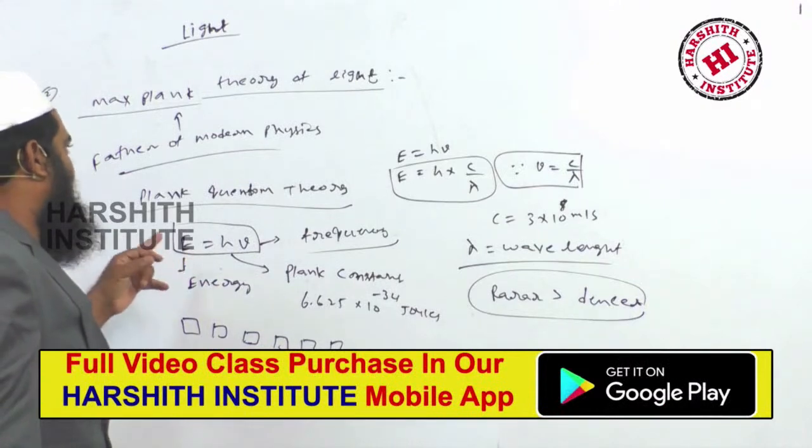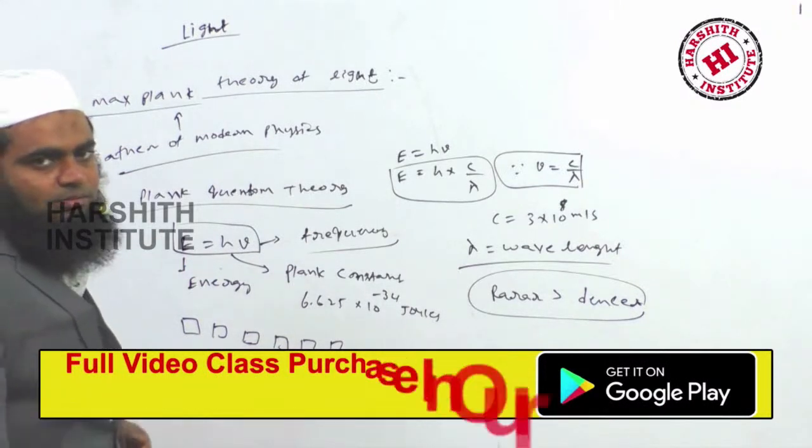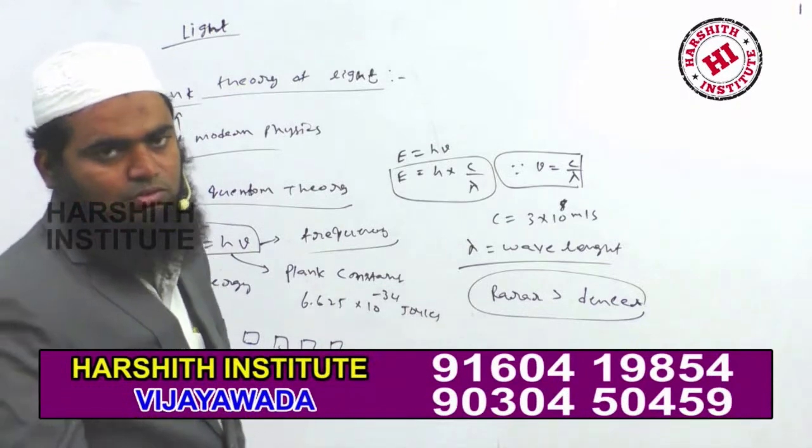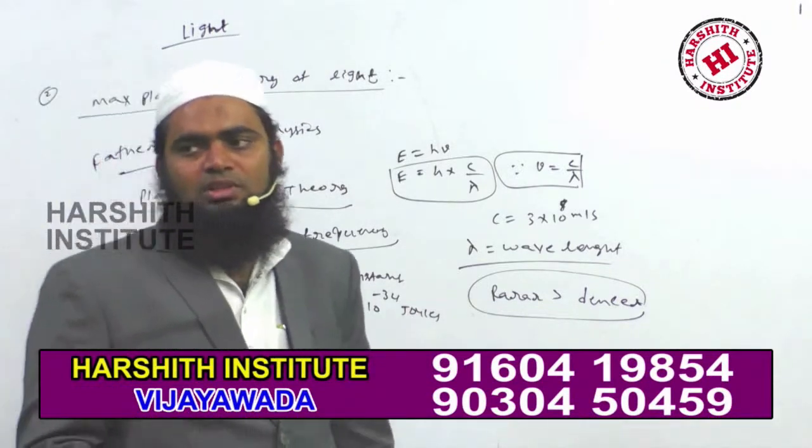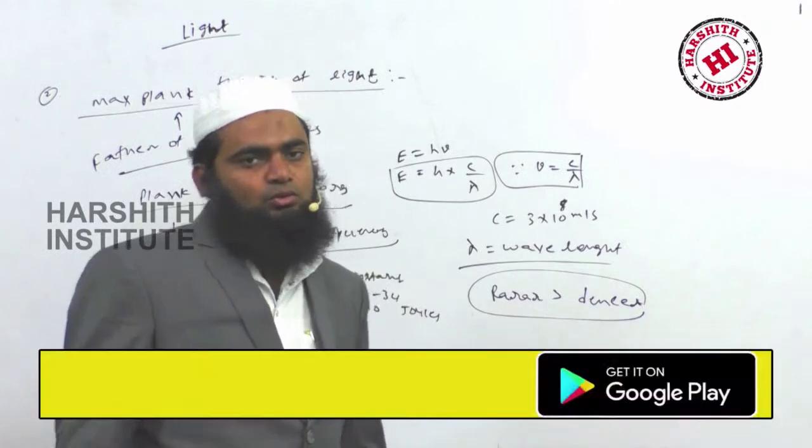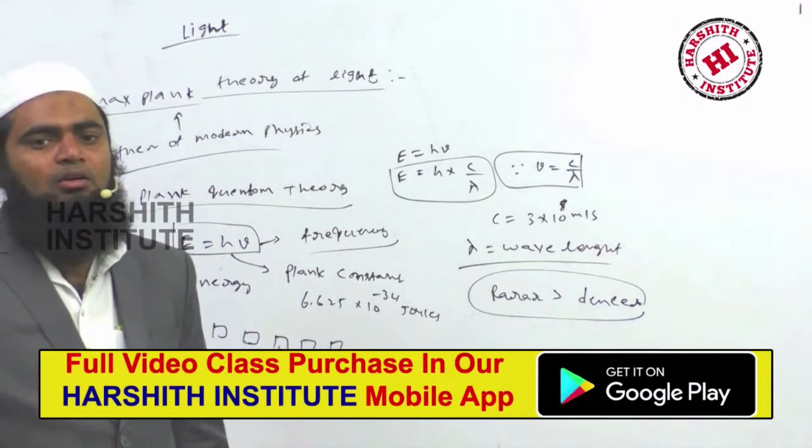So Max Planck is called as a father of the modern physics. So this is a third theorem, explained by Max Planck also. This theorem is called as a Planck quantum theorem.